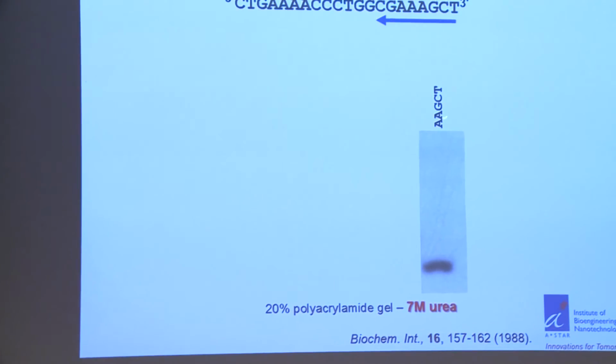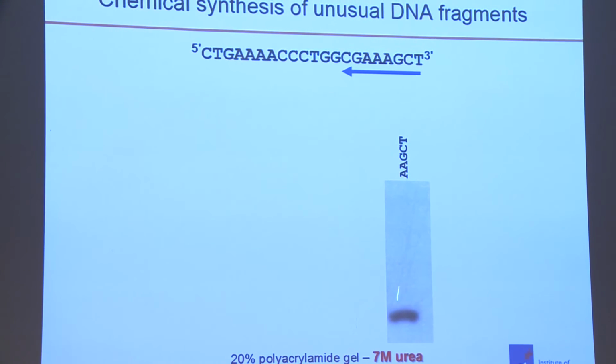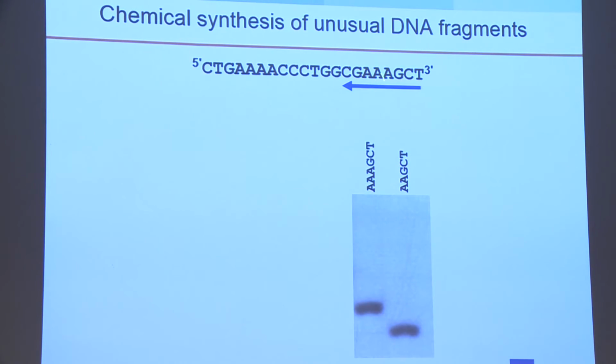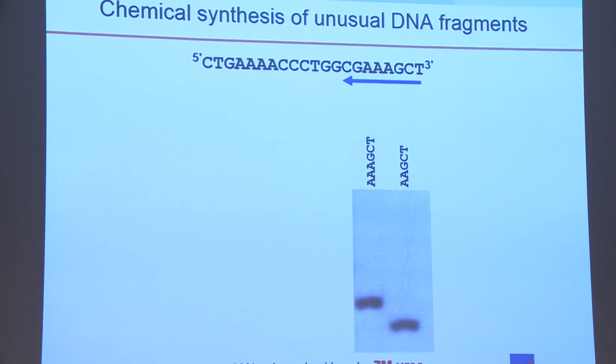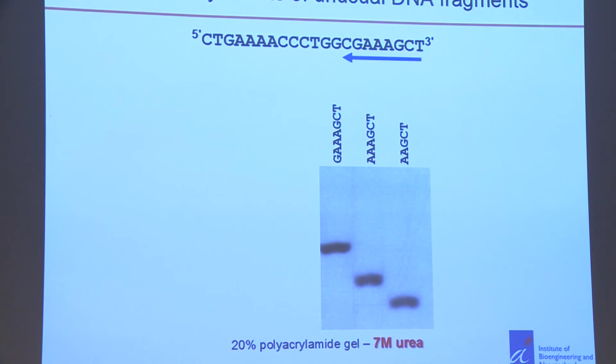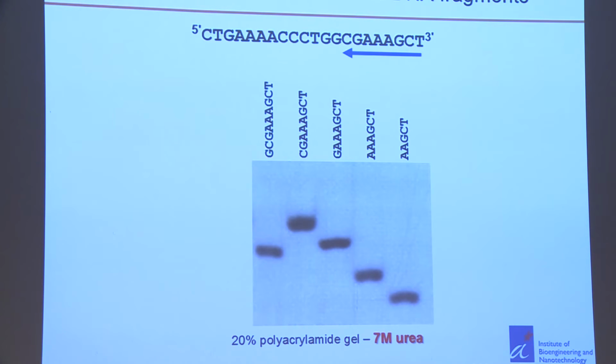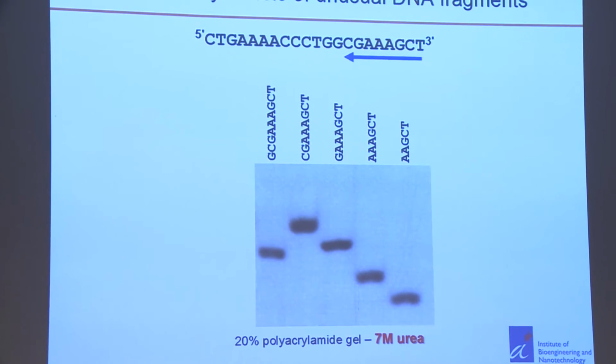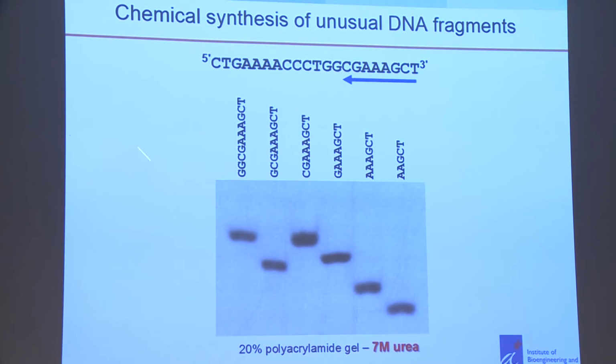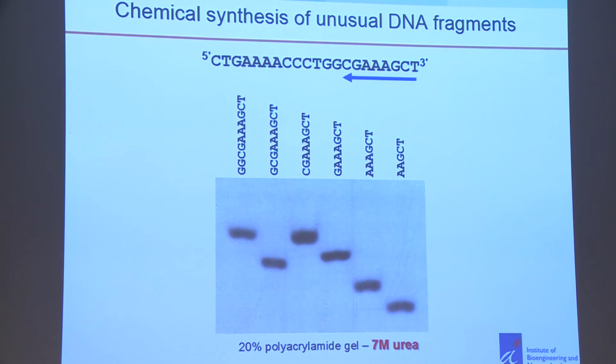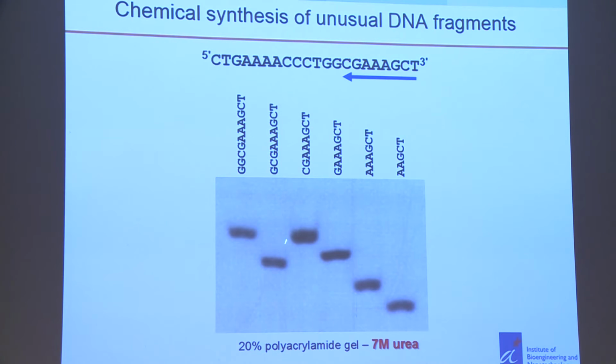So in this case, 1, 2, 3, 4, 5 mer like this, and 6 mer like this, and 7, 8, 9. So if you make this fragment, this fragment shows higher mobility. After that, it increases like this. So that's why the 21 mer shows a lower mobility like this.